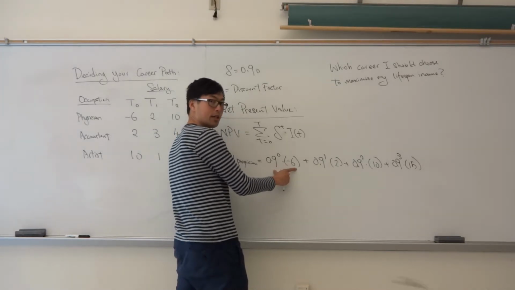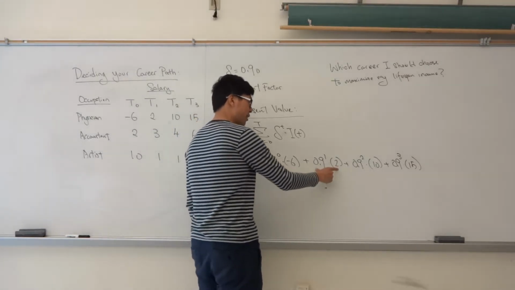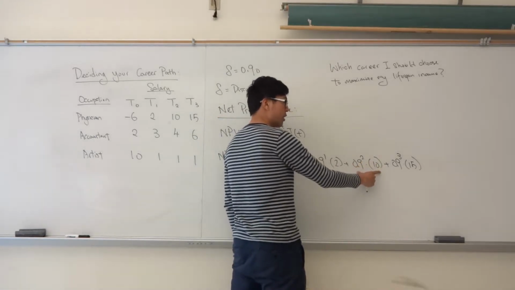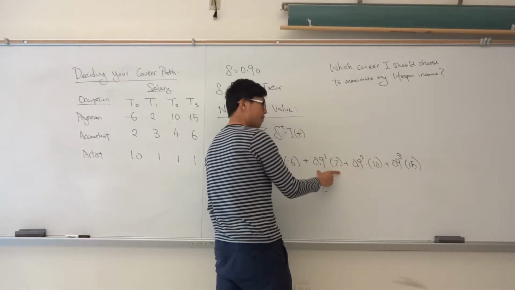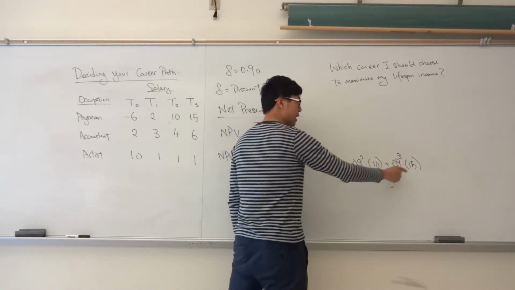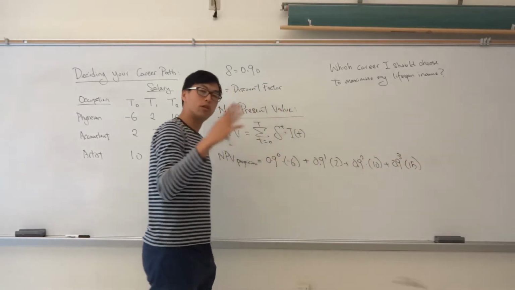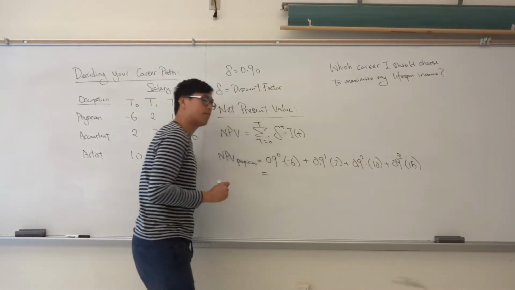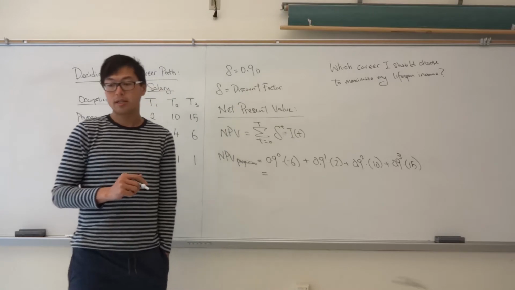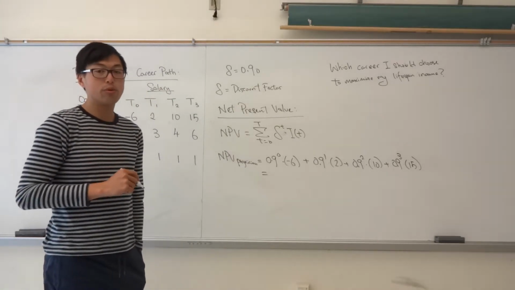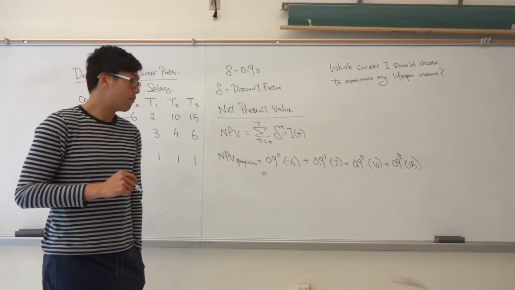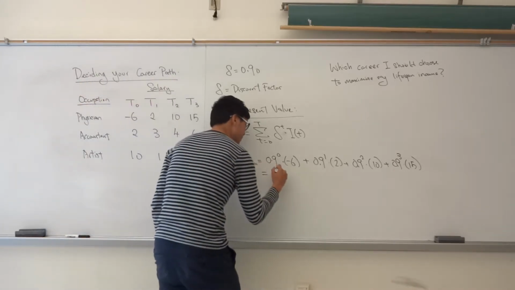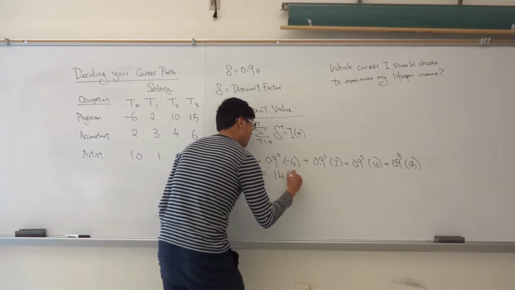for the first period income, the present values for the second period income, and then the third period income. And we're trying to add them all up. So in this case, we have the total income or the total net present values for physicians equals to 14.84.